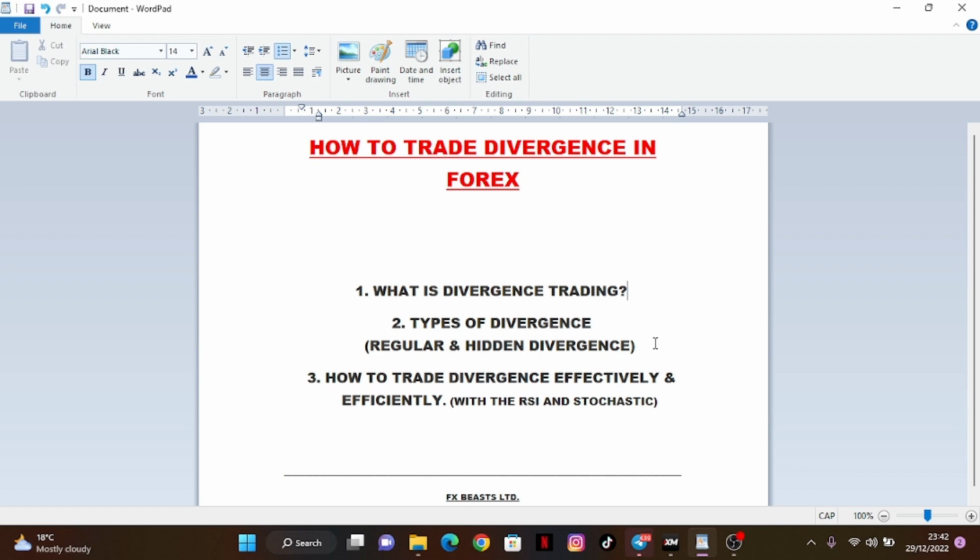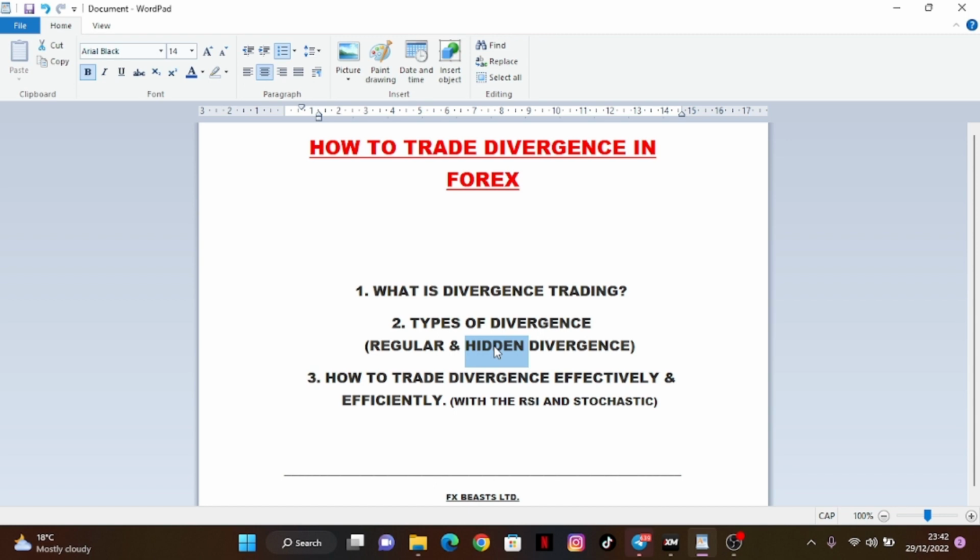We have regular and hidden divergence. What is regular? Regular divergence is used to read the potential sells or buys of that particular trend. Hidden divergence is determined as a trend continuation trade or a reversal. They are quite similar, but with hidden divergence you will be able to spot potential trend continuation, while with regular divergence you will spot the potential end of the trend of that particular pair.